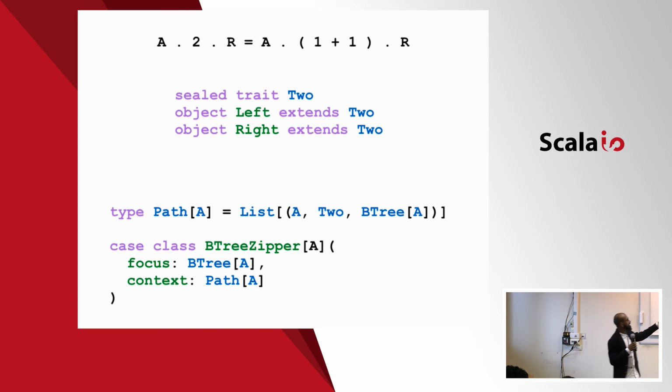And it turns out that you can define the zipper of B-tree as a focus and a context, which is just a list of A, 2, and a B-tree of A, which is that recursive part.